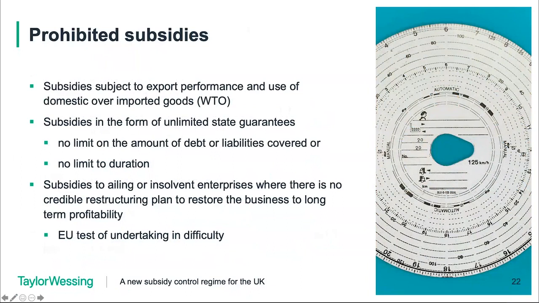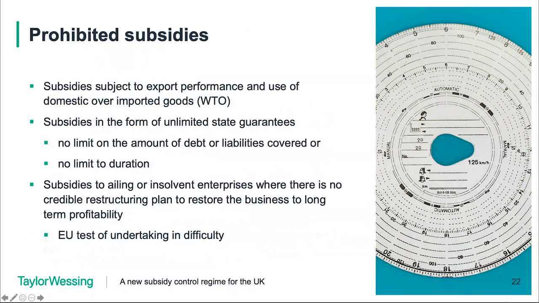There will also be some subsidies that will be prohibited. And obviously, the first is the ones which are contained in the WTO, which obviously are subsidies subject to export performance and subsidies which promote the use of domestic over imported goods. But also subsidies in the form of unlimited state guarantees when there is no limit on the amount of debt or liabilities covered, or there's no limit in the duration. And these are subsidies which are prohibited in the free trade agreements.